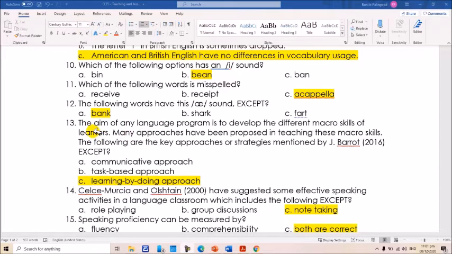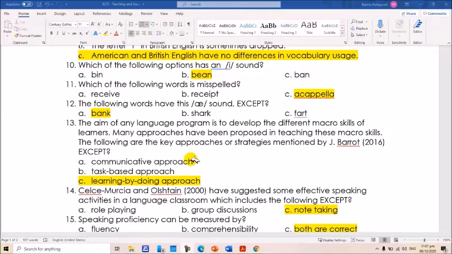Alright, so next is number 13. The aim of any language program is to develop the different macro skills of learners. Many approaches have been proposed in teaching these macro skills. The following are the key approaches or strategies mentioned by J. Barot in 2016, except, of course, that's learning by doing approach.